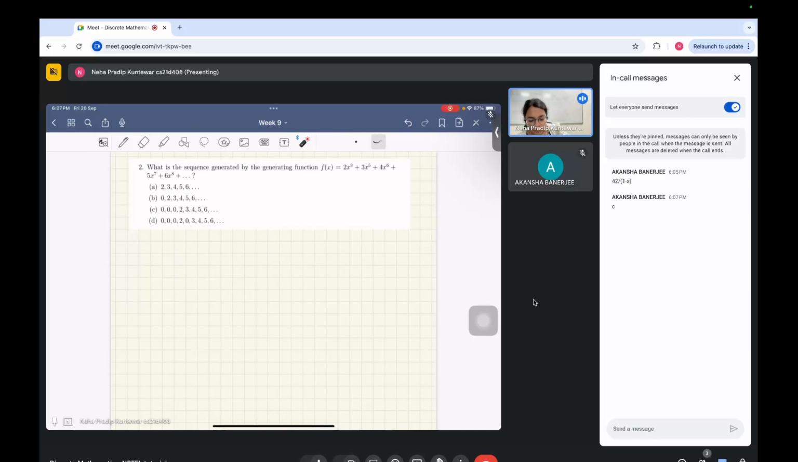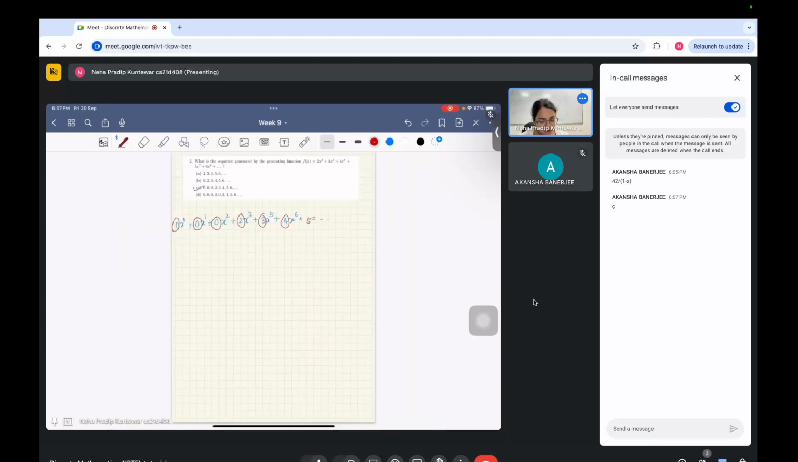Right. So you are right. The answer is C, because you have 2x cubed plus 3x to the 5 plus 4x to the 6 and so on. So the coefficients of the terms before this would be simply 0. So therefore, if you collect the coefficients, you get 0 0 0, 2 3 4 5 and so on, which is this option C. Good.